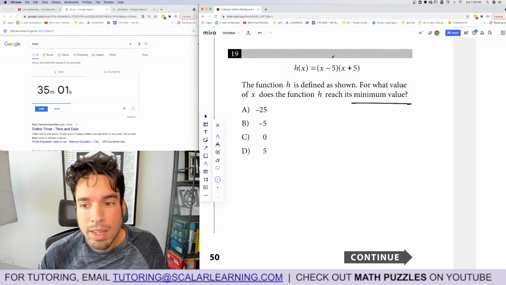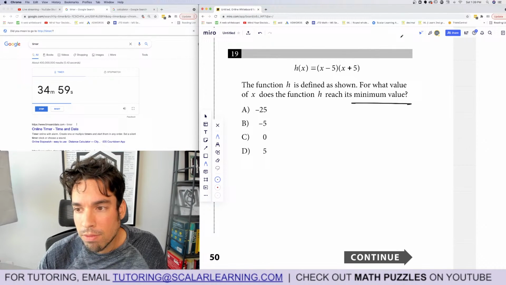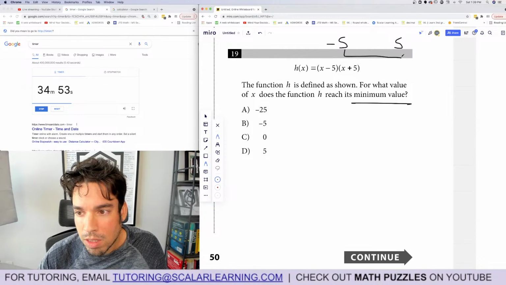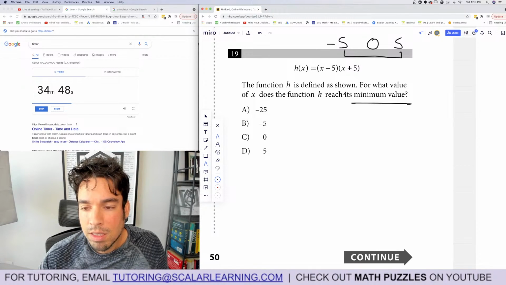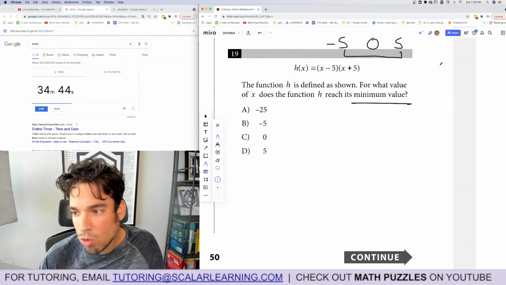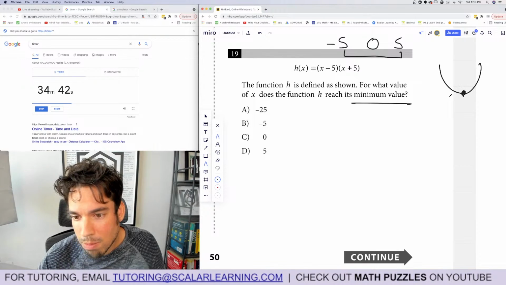If this is in intercept form, I know the intercepts are at 5 and -5. And if that's the case, the vertex is going to be in the middle of these guys. What's right in the middle of -5 and 5? 0. And this is going to be x squared. The x squared term is positive, so it's going to be going like that. So the vertex is the minimum.